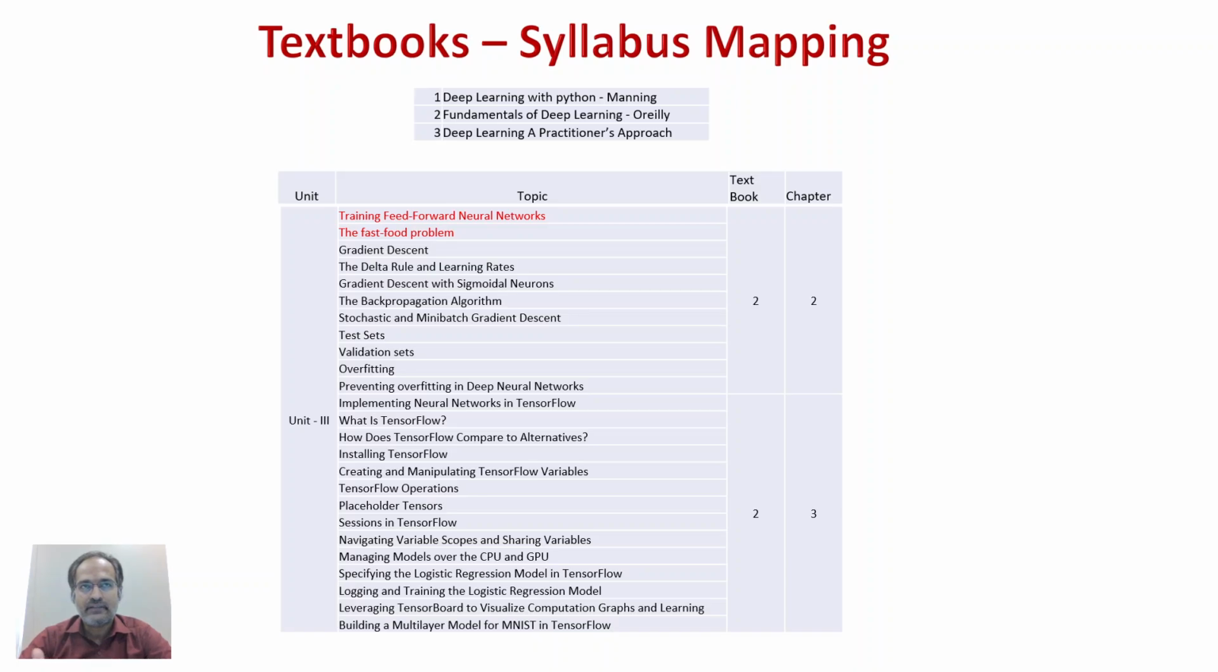Then we will go with the various types of gradient descent, like stochastic gradient descent, and then the train and test sets and also the validation set, and then overfitting. We will discuss the overfitting problem and also how to prevent it. These concepts we will discuss as the first part of unit 3, and the second part is related to the TensorFlow concept, which we will discuss in the next sessions. So first, we are concentrating on the first part.